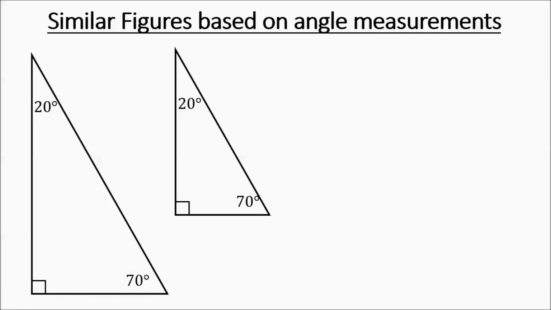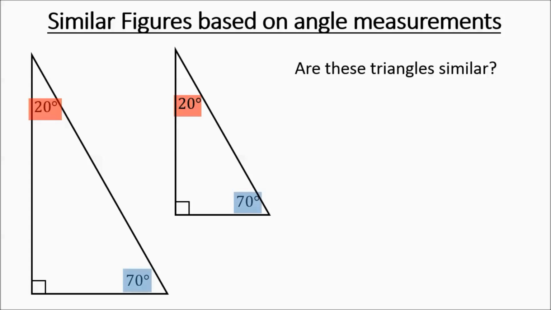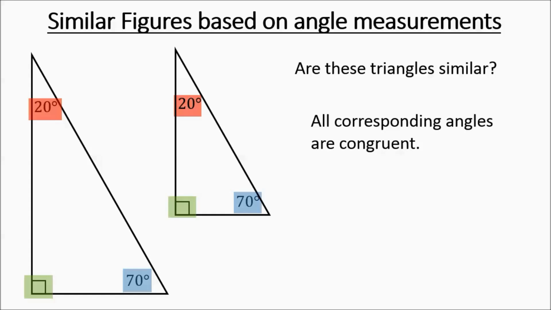So we have this picture. Are these similar? We see the 20s, the 70s. Everything seems to be matching up. We've got the 90 degrees matching. All three pairs of angles correspond and are the same. All corresponding angles are congruent. Yes, these triangles are similar.